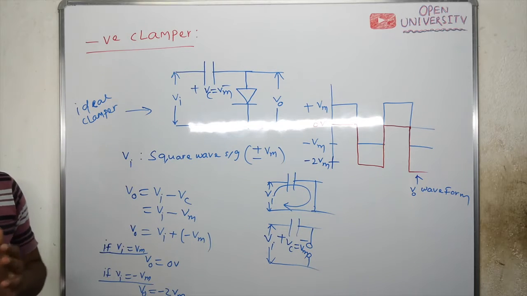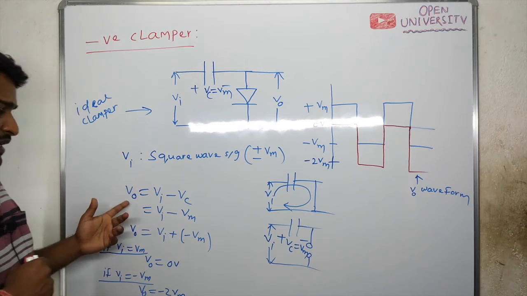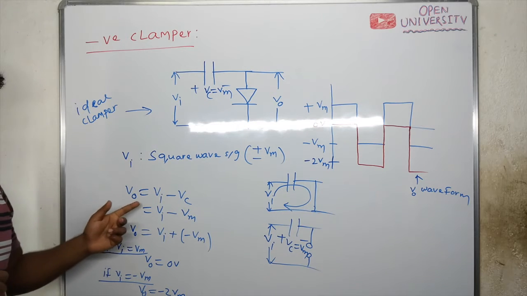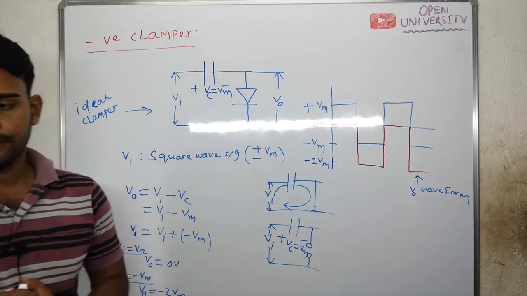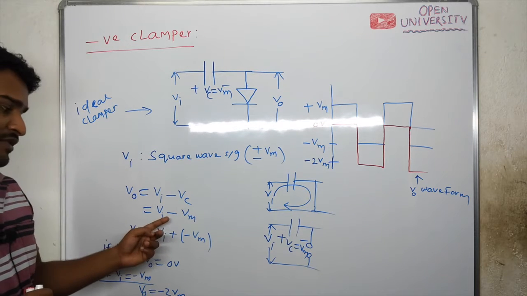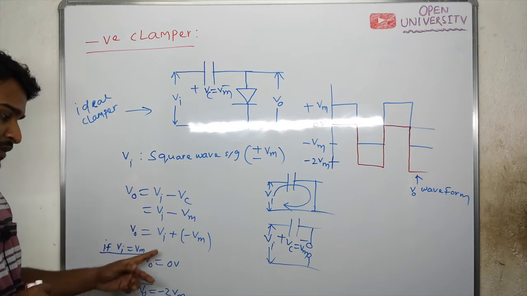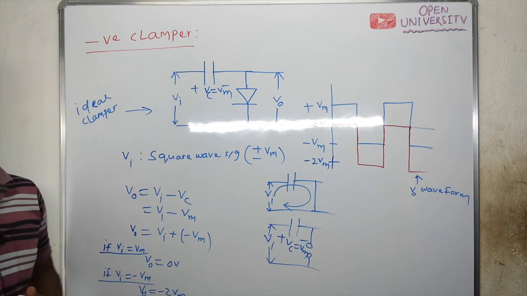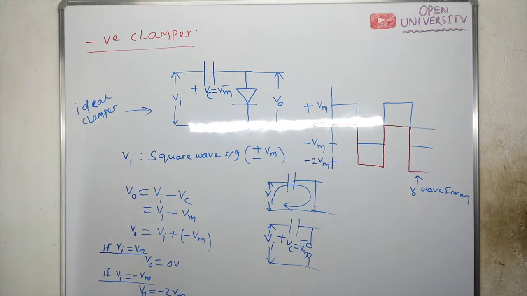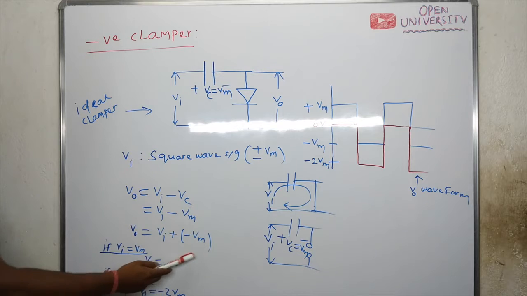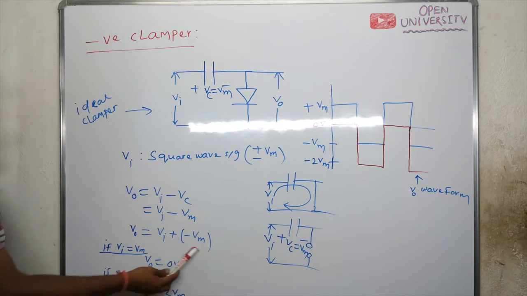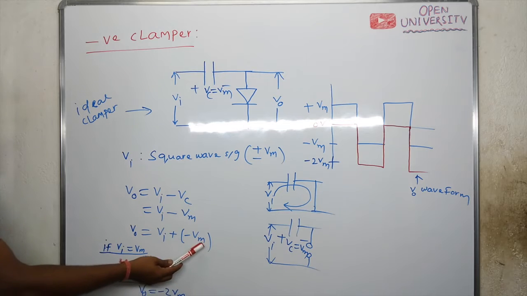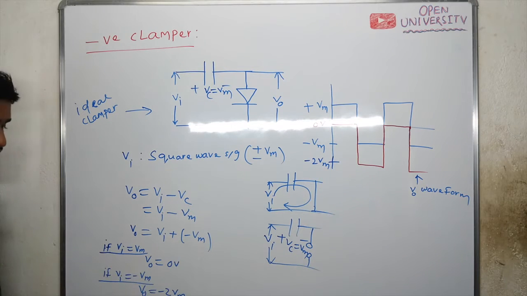Write down the next one. The output voltage V0 equals Vi minus Vc, which equals Vi minus Vm, or Vi plus minus Vm. And this is your DC. Since it is a negative clamper, it will add a negative DC voltage. This is your DC voltage because Vm is a constant.